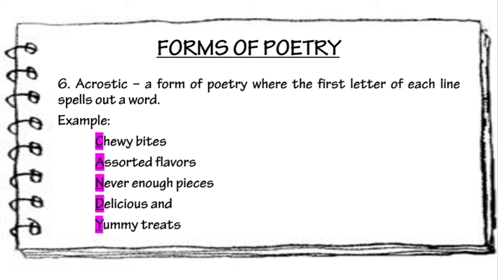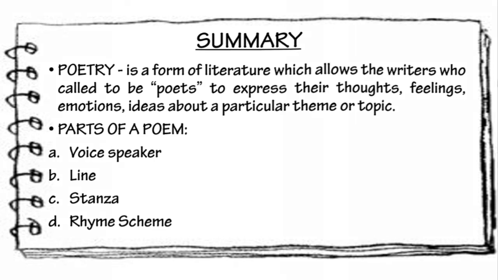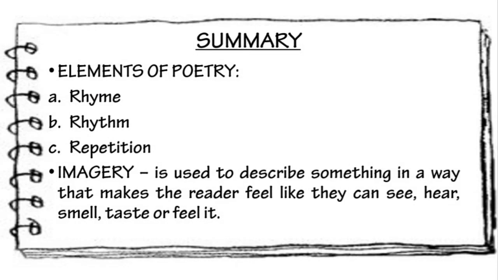So that's it. But again, before we officially end our discussion, let us have a summary of what we have learned today. Again, what is poetry? Poetry is a form of literature which allows the writers, who are called poets, to express their thoughts, feelings, emotions, and ideas about a particular theme or topic. So we have the parts of a poem: the voice or speaker, line, stanza, and rhyme scheme. Also, for the elements of poetry, we have rhyme, rhythm, and repetition.